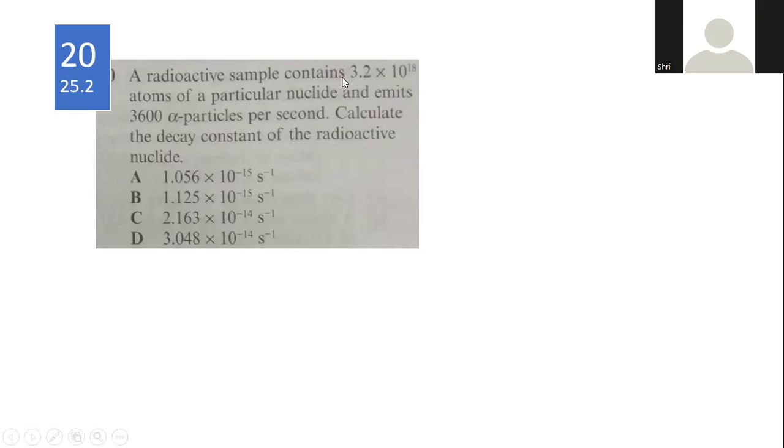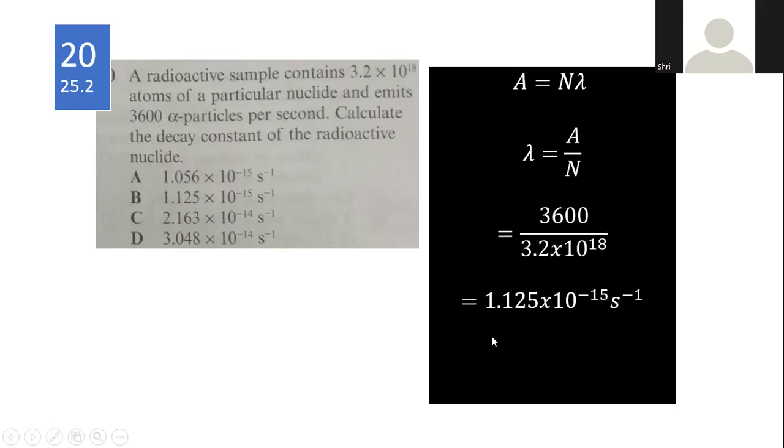This is your N. This is your activity. Basically, we are using this formula. Lambda is activity with the N taken down. That's all. Straightforward. B. Anything not clear? Must know how to use all these formulas.